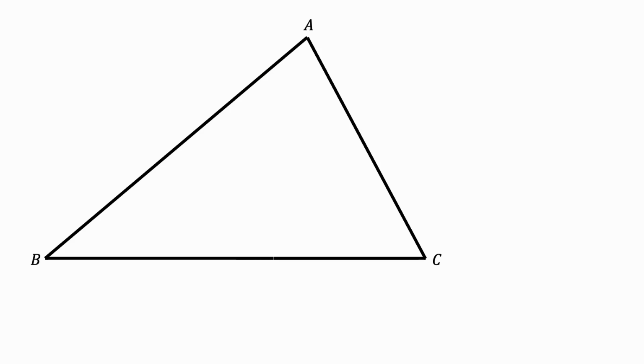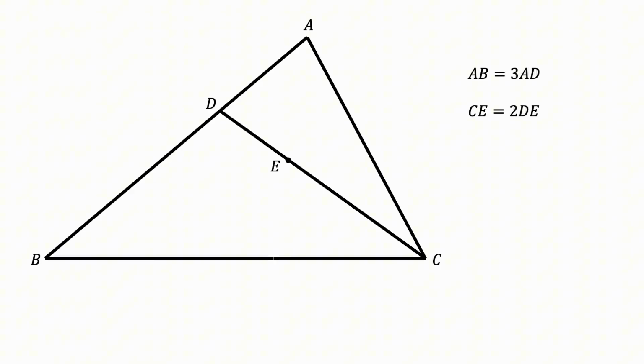In this video, we want to solve the following problem. Given triangle ABC, let D be on AB such that AB equals 3AD. Let E be on CD such that CE equals 2DE. Join A to E and extend AE to meet BC at F. Given that BF equals 9 and CF equals X, the goal is to find X.